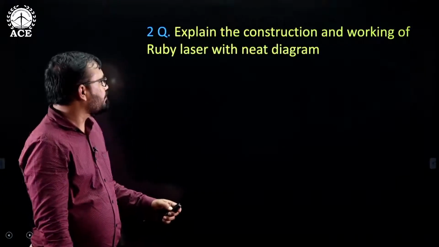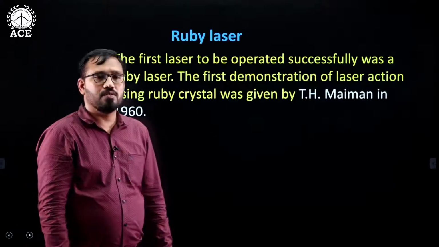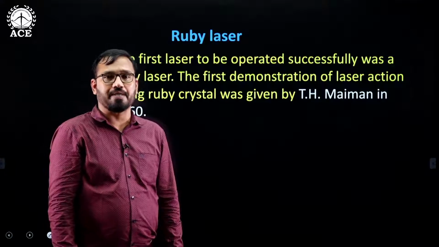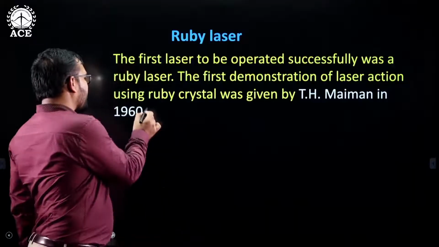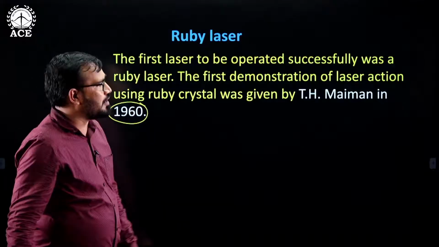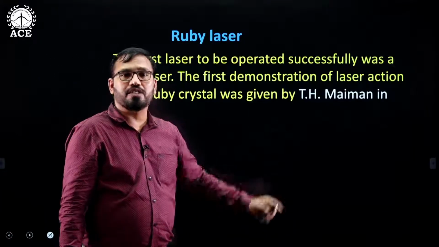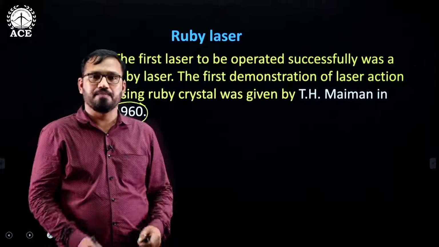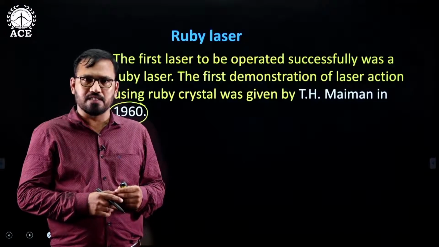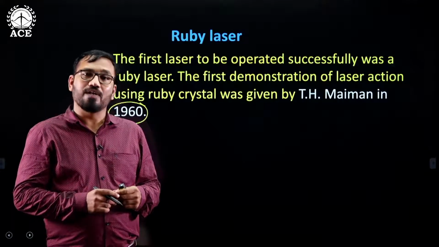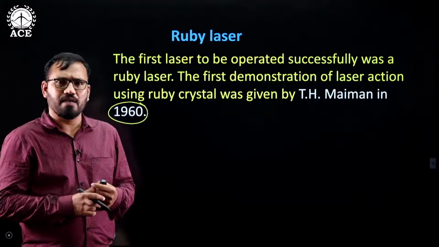See here, ruby laser was the first active laser to be operated. In the year 1960, Theodore Maiman successfully demonstrated the first active laser. I repeat, in 1960, Maiman, a physicist, first demonstrated the first active laser.